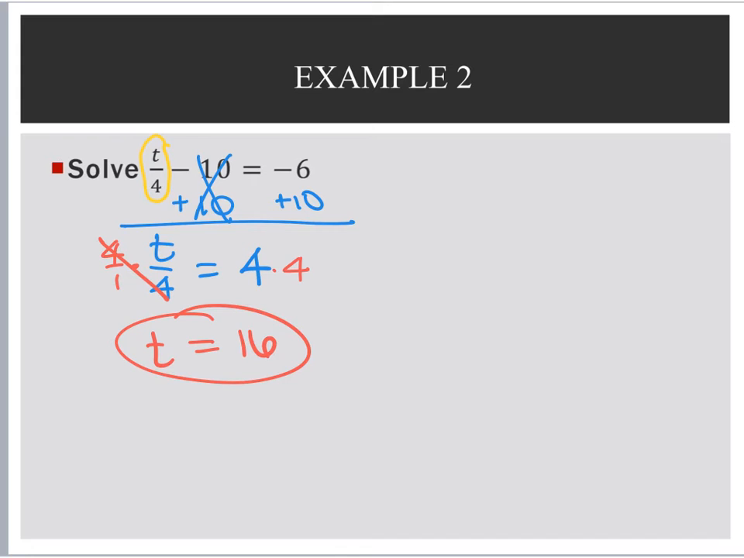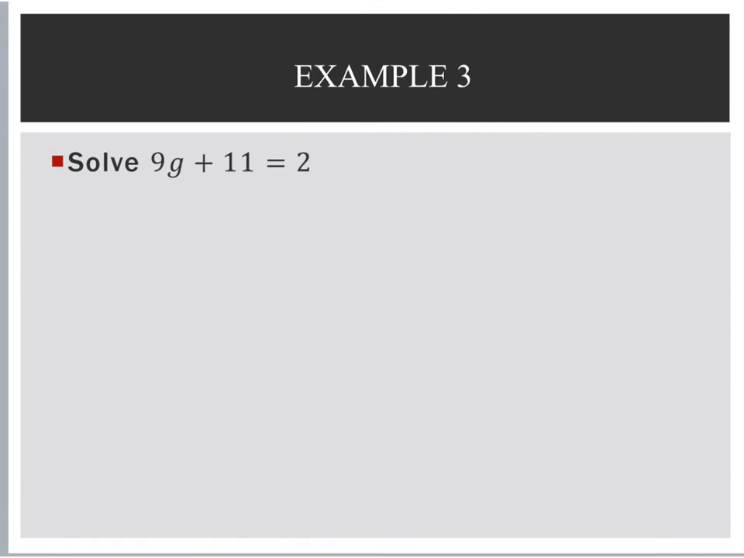Now keep in mind, you can always plug this back in, so this would give me 16 divided by 4 minus 10. If I follow order of operations, 16 divided by 4 is really 4, and I'm left with 4 minus 10, which is negative 6. So that means I did that correctly. Please pause the video real quick and try example number 3 on your own.